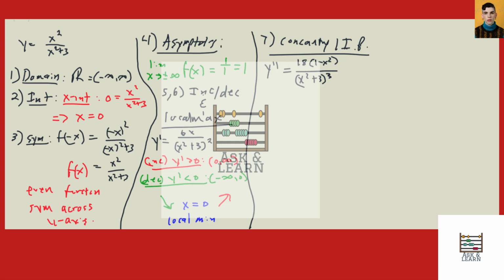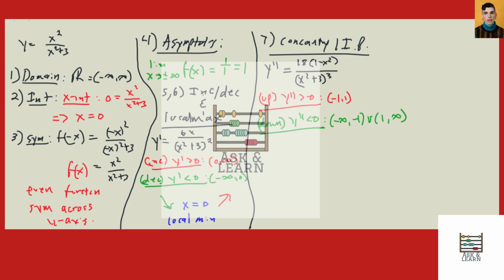And we're going to want to find where this is concave up, which is where y double prime is strictly greater than 0. And this is going to be on the interval -1 to 1. Then we want to figure out where this is concave down, or where y double prime is strictly less than 0. We're just going to have negative infinity to -1 union 1 to infinity.